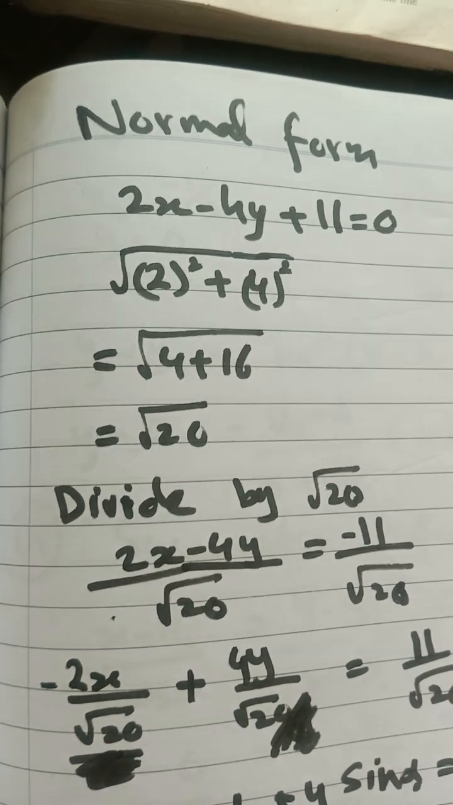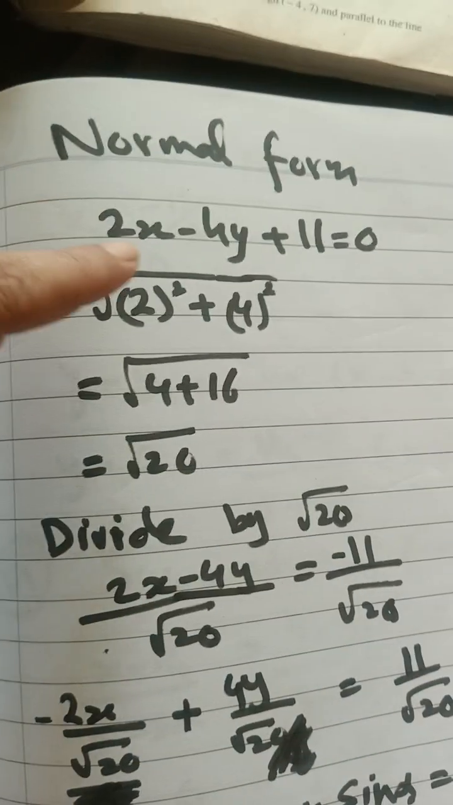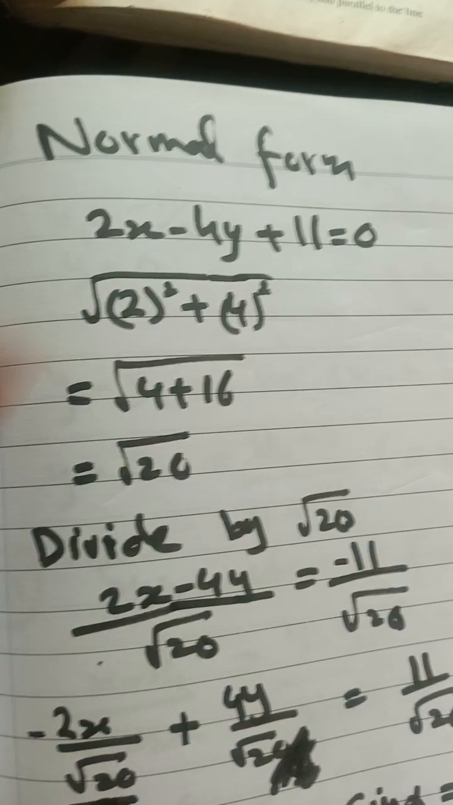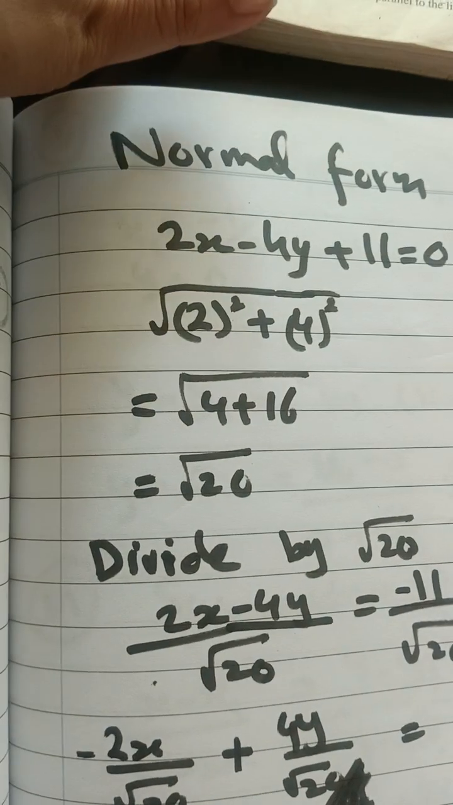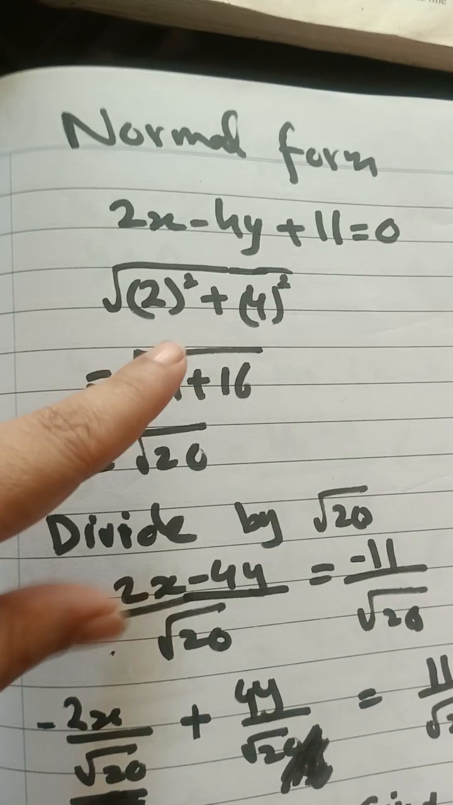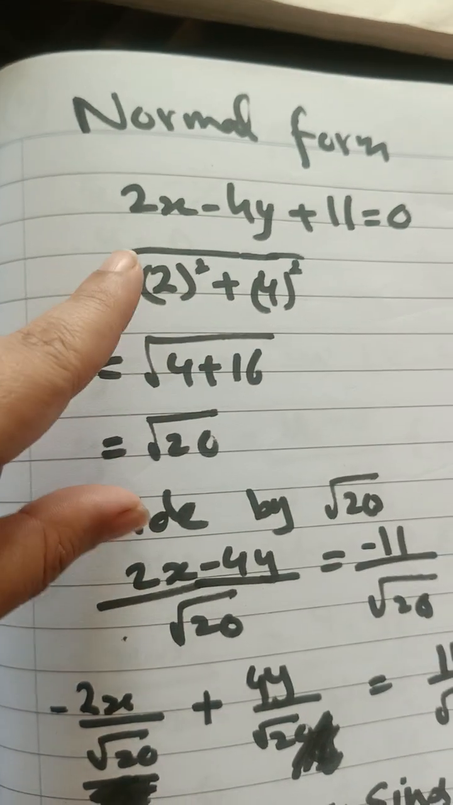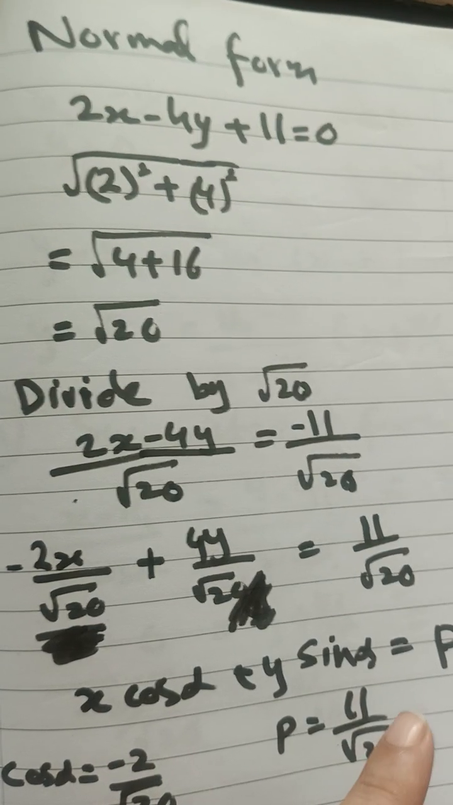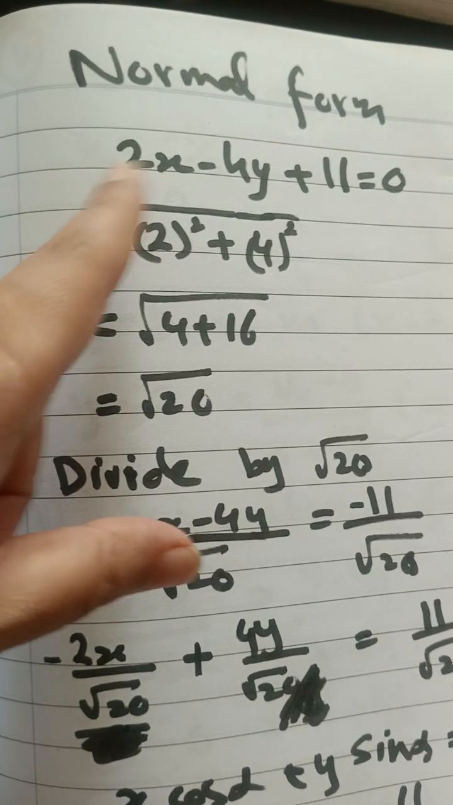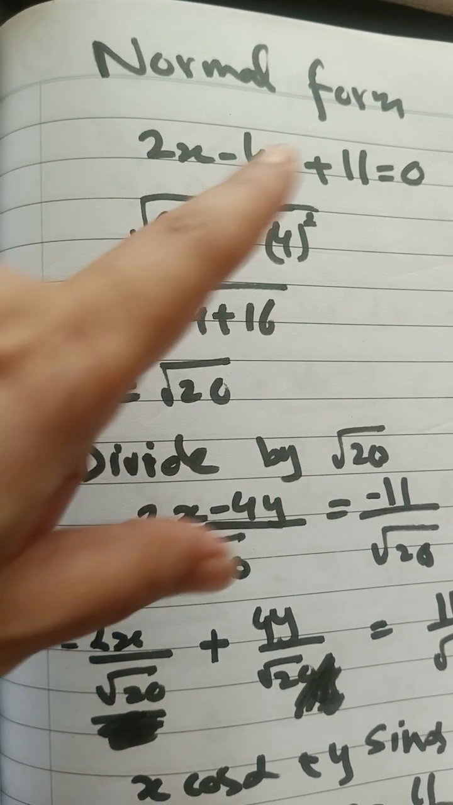Next, the most important form, normal form. This is the equation. Again, we always take the equation of the line which is given in question number 21: 2x minus 4y plus 11. To find cos alpha and sin alpha, this is the form x cos alpha plus y sin alpha. We will take the coefficients 2 and minus 4. This is also called a and b.